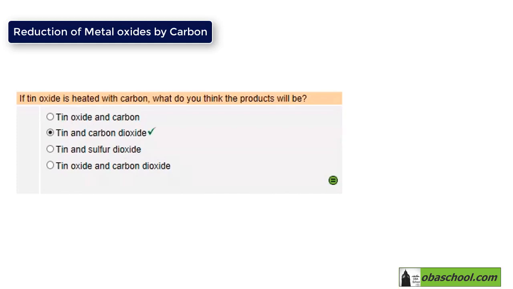Excellent. The products are tin and carbon dioxide. In the reduction of metal oxides using carbon, a product is the metal and carbon dioxide. The metal in this case is tin, so it's produced along with carbon dioxide because carbon will displace the metal in the metal oxide. It will displace tin in tin oxide. This is the reduction of metal oxides by carbon.